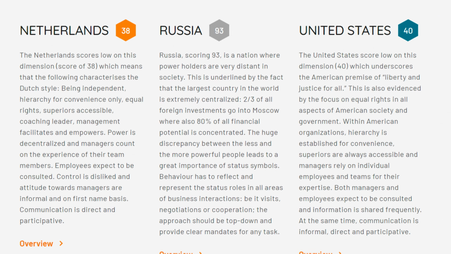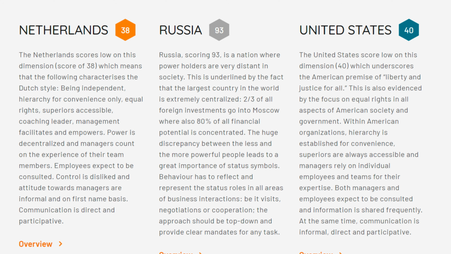Now that's something I very much expected. Russia scoring 93 is a nation where power holders are very distant in society. This country is extremely centralized. 80% of all financial potential is focused in Moscow, and the huge discrepancy between the less and the more powerful people leads to the great importance of status symbols.